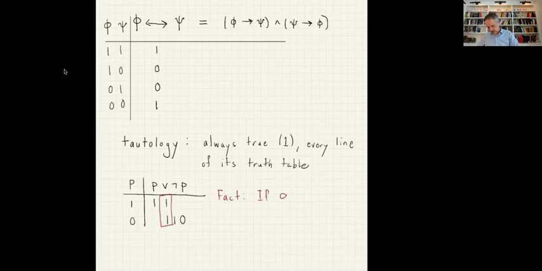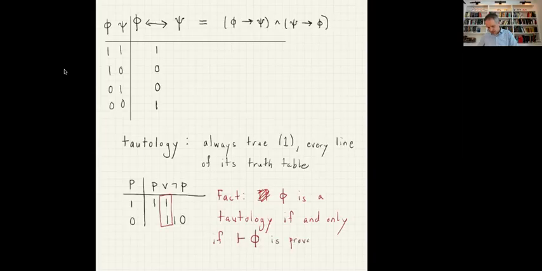If phi is a tautology, actually, let me write this more explicitly as a biconditional. Phi is a tautology if and only if the sequent, which has phi on the last line and no dependencies, is provable.